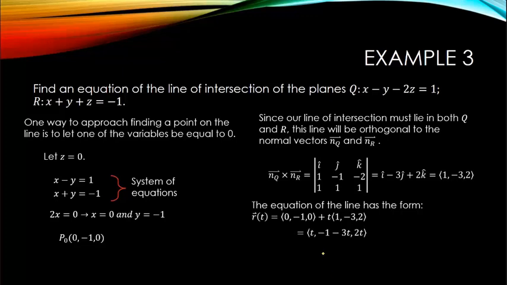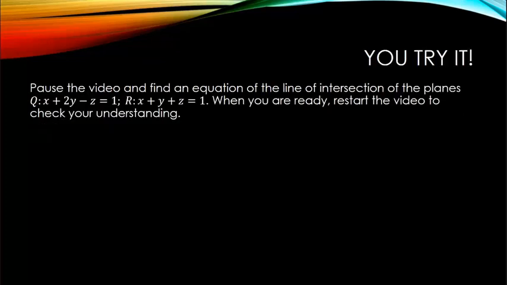I distribute the t and add my components, and I get a vector with the components t, -1 minus 3t, and 2t. This means that x is equal to t, y is equal to -1 minus 3t, and z is equal to 2t. So now you get to try it. Pause the video and find an equation of the line of intersection of the planes Q given by the equation x plus 2y minus z is equal to 1 and r given by the equation x plus y plus z is equal to 1. When you are ready, restart the video to check your understanding.